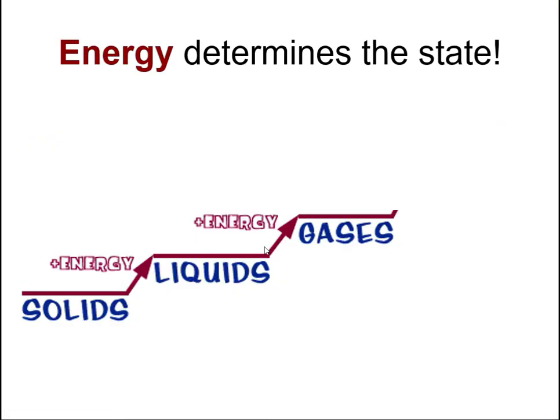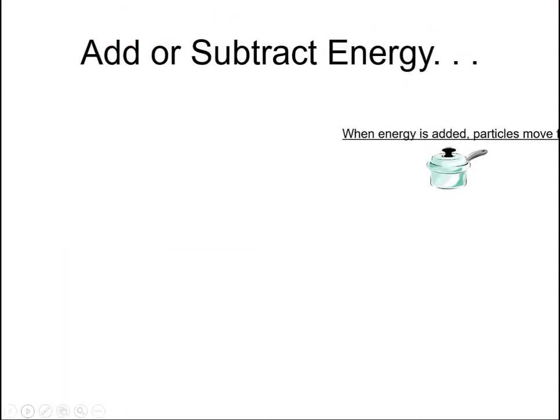The answer is energy. If you add energy to a solid, it turns into a liquid. If you add energy to a liquid, it turns into a gas. Remember, solids have the least amount of energy. Liquids have a little bit more than that, and gases are through the roof. So you can add energy and change phases.